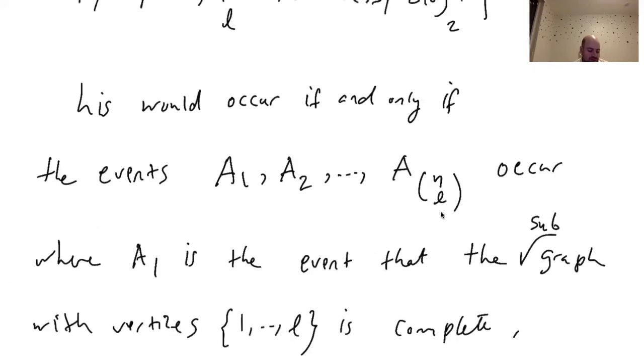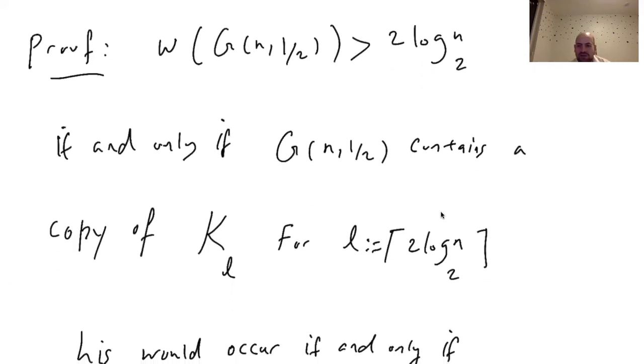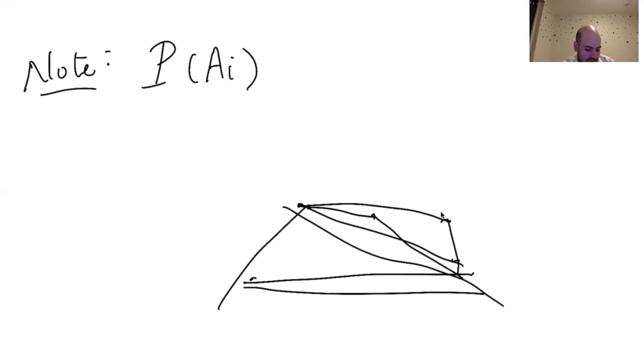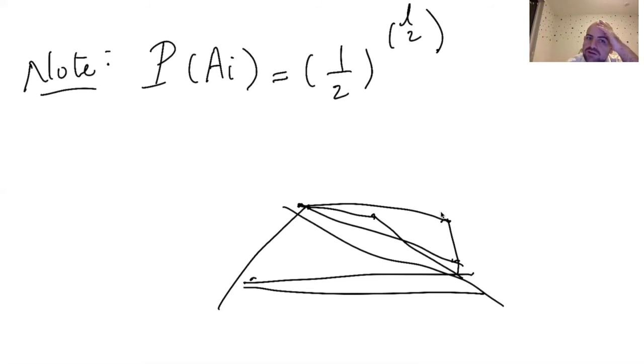And each edge would appear with probability 1/2, right? You still remember we're talking about G(n, 1/2). That means every edge appears with probability 1/2. For A1, I need to have an edge between vertex 1 and 2, another edge between 1 and 3, and in total, I have L choose 2 edges among vertices 1 to L, and all of them should appear. Each one appears with probability 1/2. So 1/2 to the power L choose 2. What I said can also be applied to the event A2 and the others.